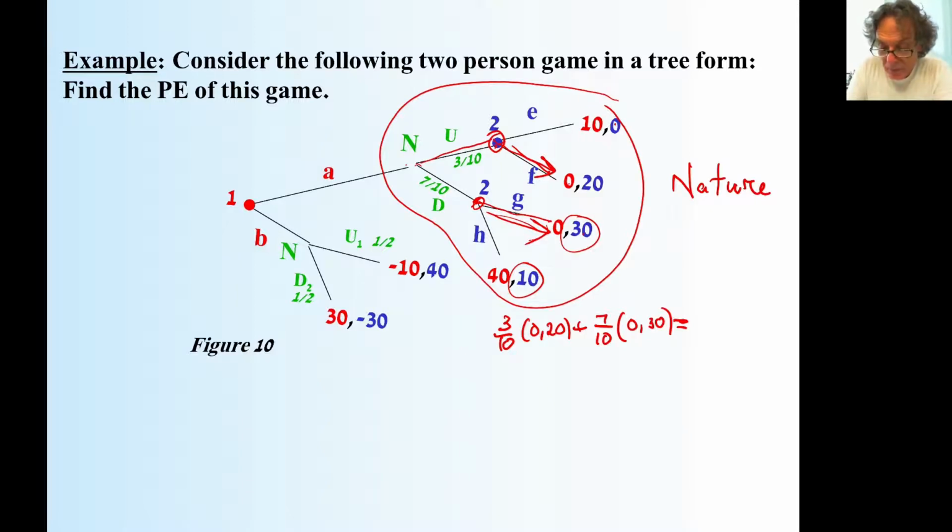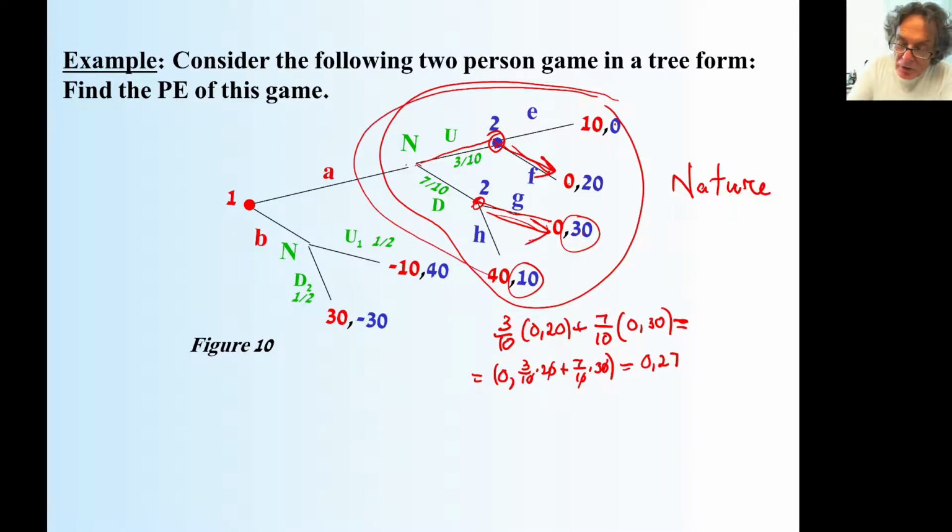So this is the average. I have 3/10 of 0 plus 7/10 of 0 is 0. Here I have 3/10 of 20 for 2 plus 7/10 of 30. So what is this? I take the 0 out. I have 6 from here and 21 from here, so I'm getting 0 and 27. So I can replace all this game by putting 0/27. We'll see it in a second.